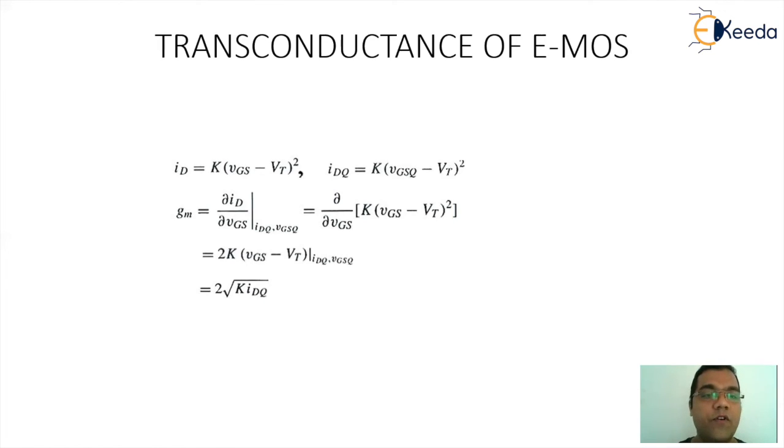So now for GM, I take del ID by del VGS, that is the differentiation of the drain current with respect to VGS. On solving, you will get the value of GM as twice the square root of ID times K. So this is the way we define the transconductance of the E-MOSFET.